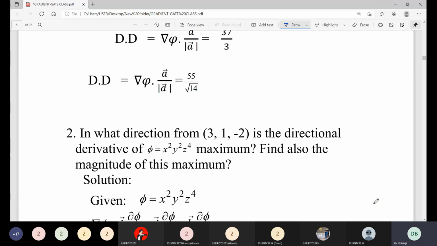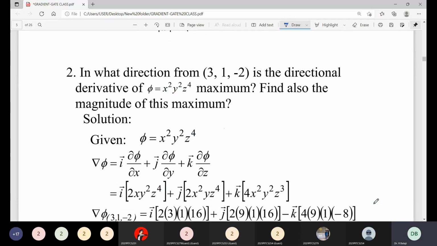Next, in what direction from 3 comma 1 comma minus 2 is the directional derivative of phi is equal to x square y square z power 4 maximum? Find also the magnitude of this maximum. Now, phi is equal to x square y square z power 4. Then del phi is i into dou phi by dou x, then j into dou phi by dou y plus k into dou phi by dou z.